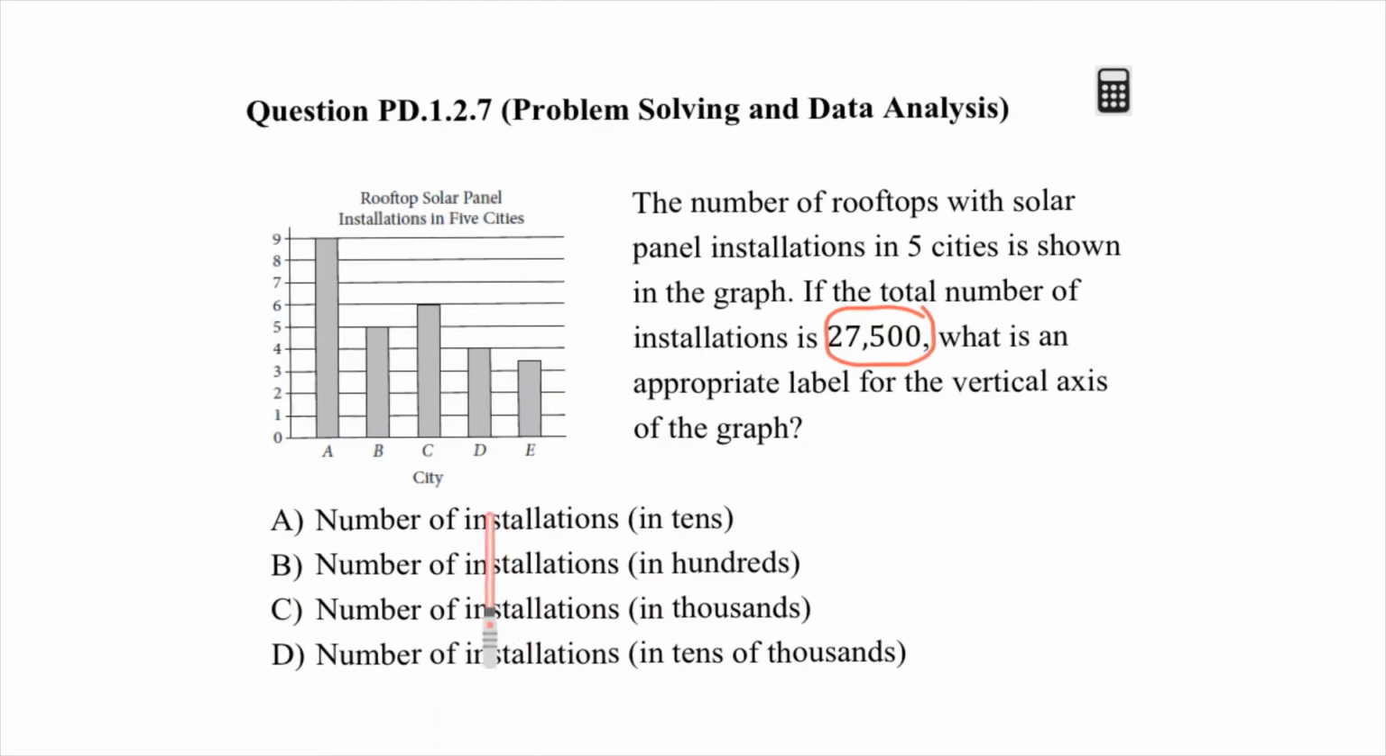A, B, C, D are all the same, with only one difference in the parentheses: in tens, in hundreds, in thousands, in tens of thousands. For this kind of question, you need to figure out what these numbers mean, because obviously 27,500 is not in here. So let's see what these numbers are about in this graph. First of all, what's A? This graph is going up through 9. So A is 9 for me. We will talk about the detail of this 9 in a few seconds.